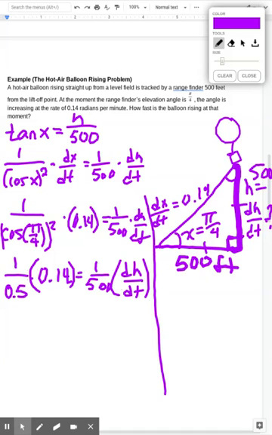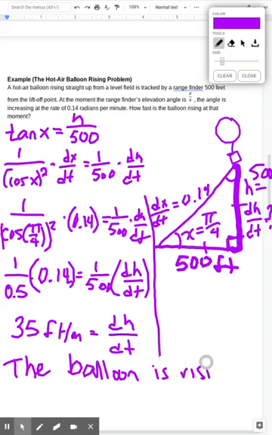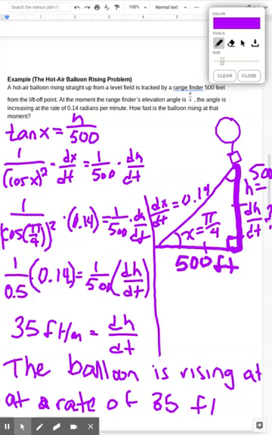Okay, now it's just multiply by 500. So take 0.14 divided by 0.5 times 500, and you end up with 35. So you get 35 feet per minute equals dh/dt. So we find that the balloon is rising at a rate of 35 feet per minute.